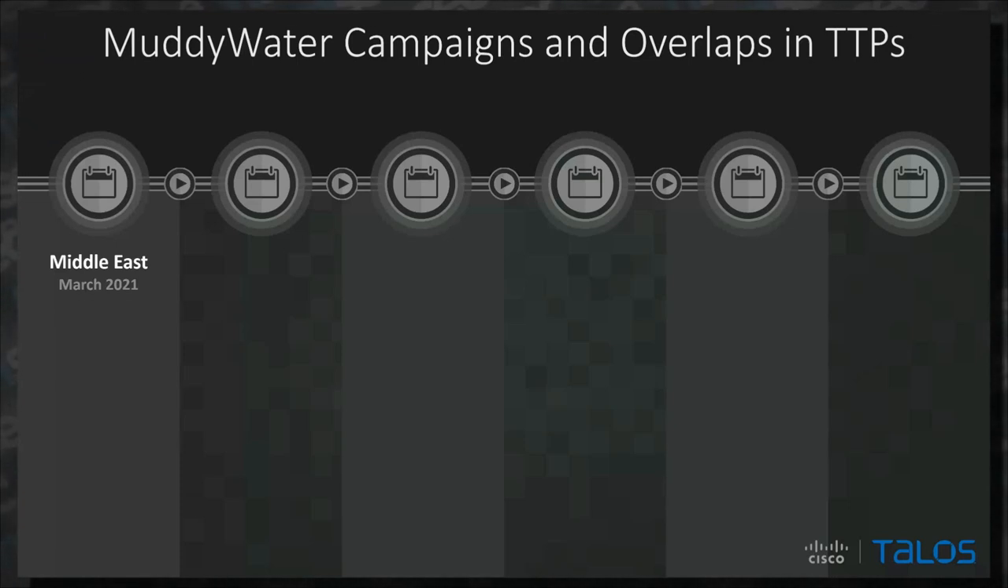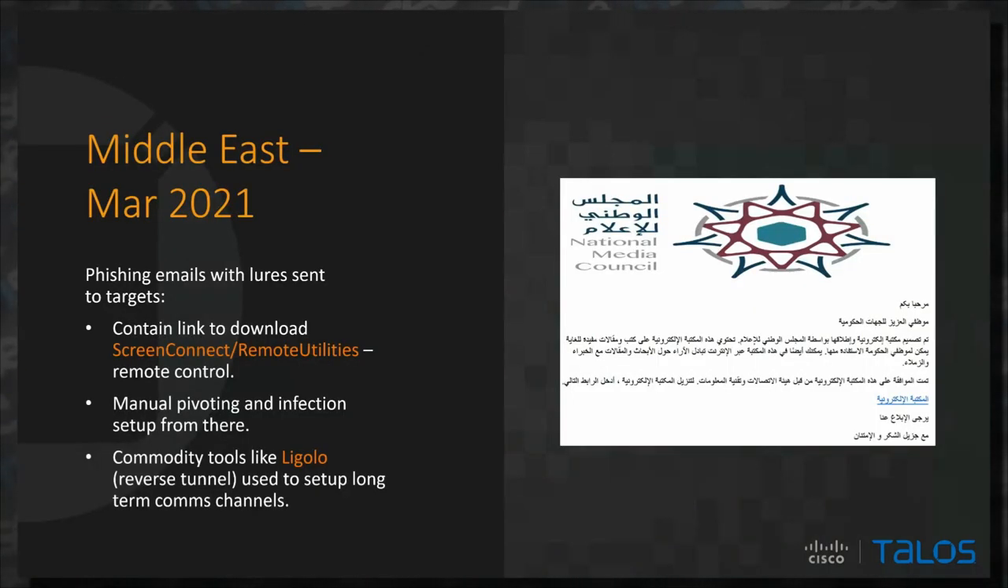The first campaign that I'd like to talk about was conducted by the APT group in March 2021, and this was targeting countries in the Middle East. This specific campaign consisted of phishing emails with lures that were sent to targets. Basically, a PDF would arrive in your inbox that would say, hey, open up this PDF. This is from a legitimate entity. The PDF would contain language that said, hey, you need to download this specific zip file or this archive from this remote location and execute the file inside of it.